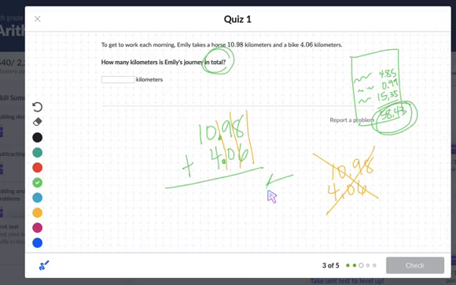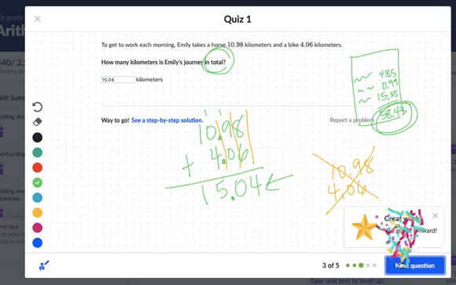And then we add from right to left. 8 plus 6 is 14. Put that place value over there. 9 plus 1 is 10. Place value up there, move that decimal place down. 4 plus 1 is 5, and 1 plus nothing is 1. So the total is 15.04 that she is using to get to work. 15.04 kilometers. Okay.